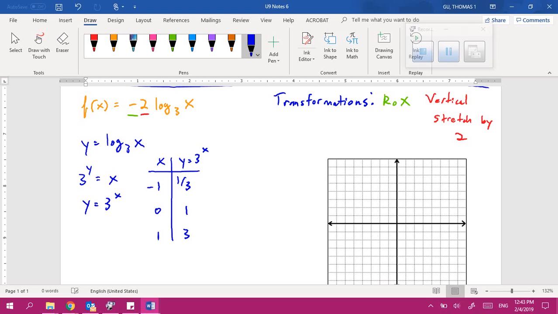Very good. And what do I do next after I've gotten these table values? Inverse, right. And so, what's my new x's? 1/3, 1, 3. And what are my new y's? Negative 1, 0, and 1. Okay. So now let's apply these transformations to our table.